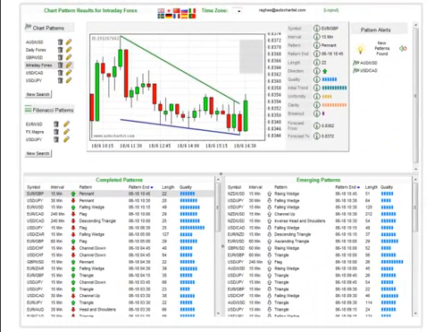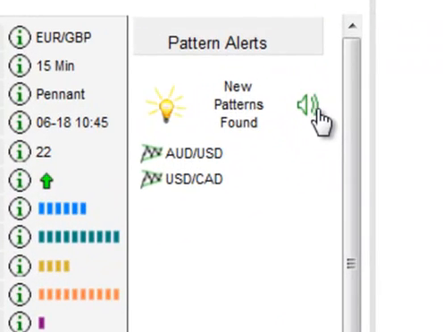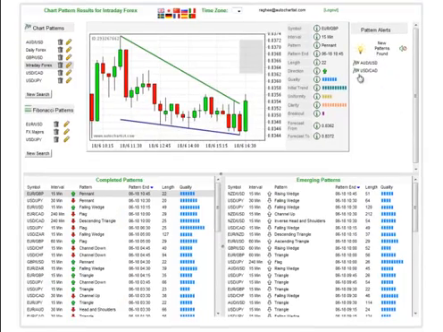Moving on to the pattern alert section to the right here, this is where you can toggle on and off the audio alert, which you just heard, as well as be notified of new patterns that have been found. Another very helpful section is the time zone drop-down menu, which will give you the ability to have the alerts reflect which time zone you are in.